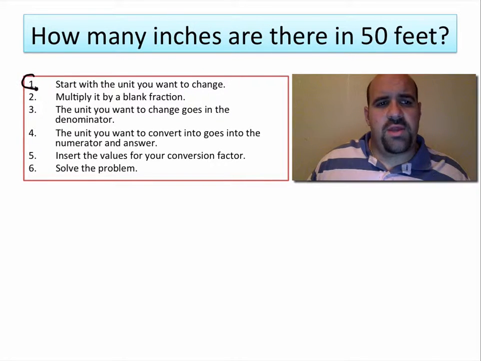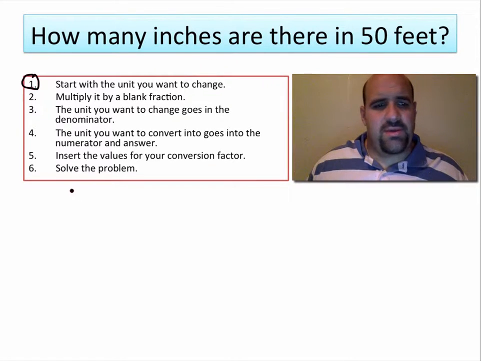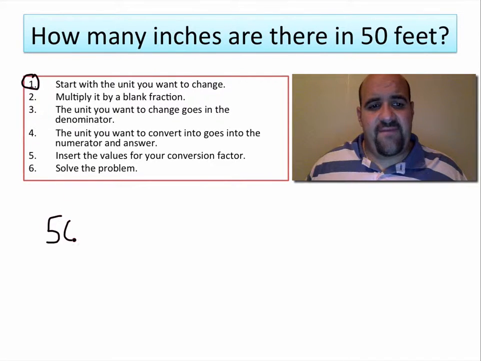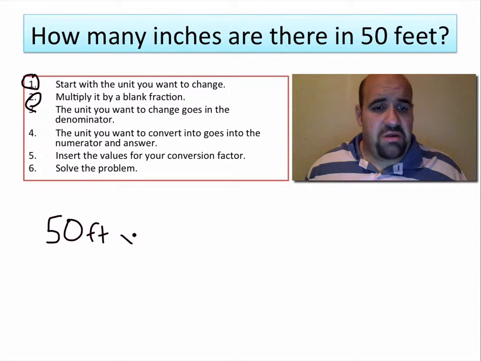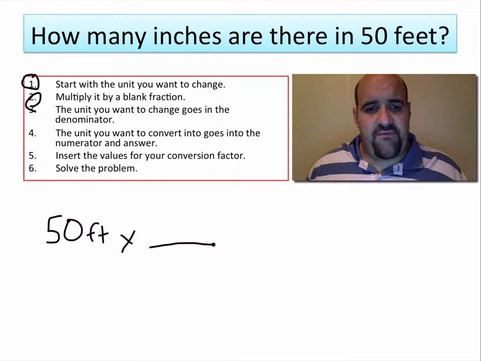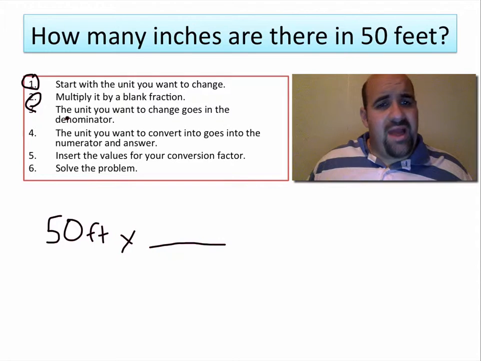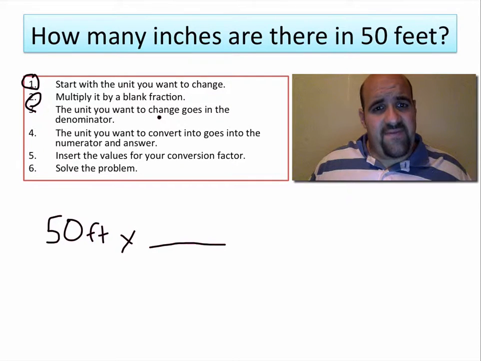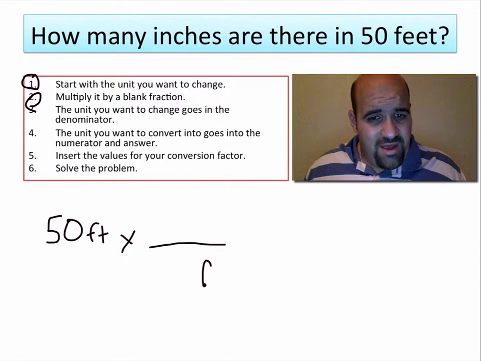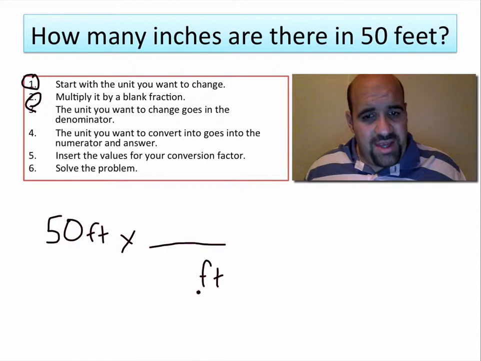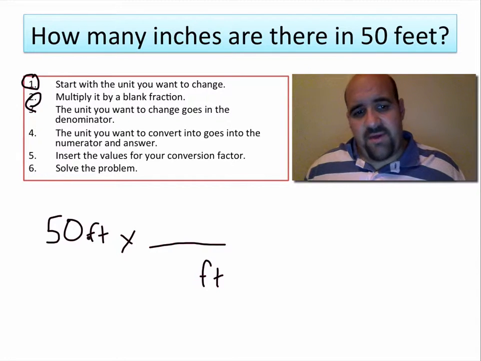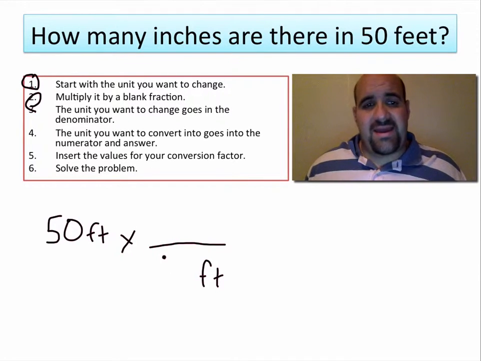Start with the unit you want to change. In this question, I want to change 50 feet into inches. So the unit I want to change is 50 feet. So I start with that unit, and it tells me to multiply it by a blank fraction. Alright, so I'm going to put in a blank fraction. The unit I want to change, which is 50 feet, goes in the denominator. 50 feet's here, so I'm going to put feet here as well, because these units are actually going to cancel in this way. A foot over a foot, it's going to cancel.